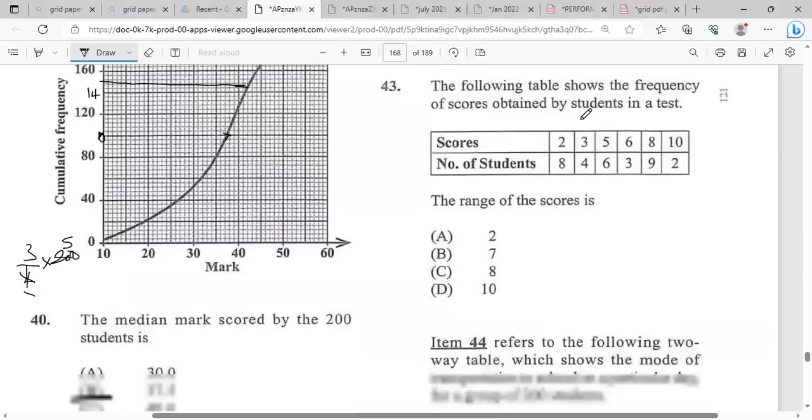The following table shows the frequency of scores obtained by students on a test. The range of the scores would be 10 minus 2, that's 8.